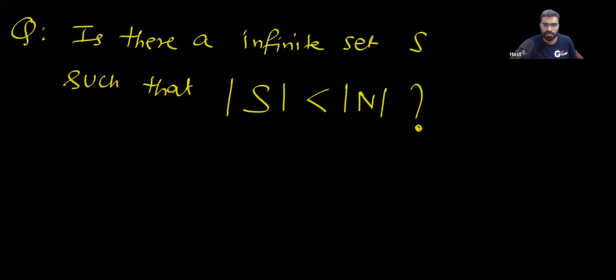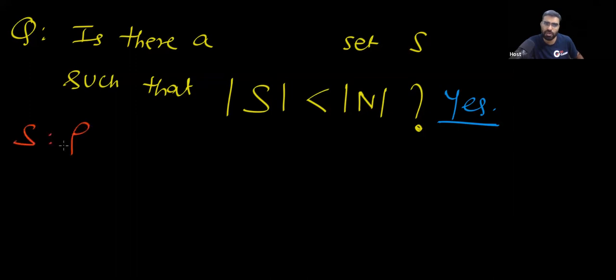Now another question I want to ask. Is there a set whose cardinality is strictly less than the cardinality of N? What is the answer to this question? The answer is yes. This type of set will be called a finite set. You can take any finite set.